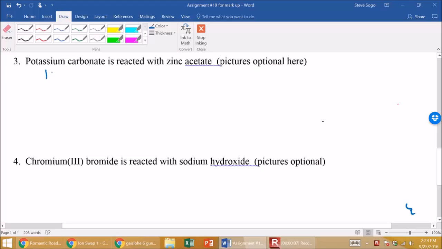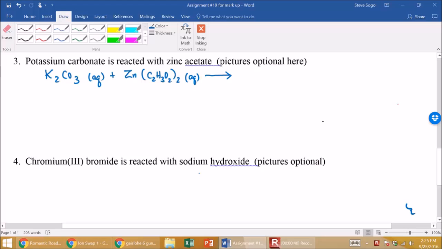Potassium carbonate, K2CO3, reacted with zinc acetate. Since it's a reaction, this salt must be aqueous. The zinc acetate is Zn for zinc, parentheses, C2H3O2 for the acetate ion. There need to be 2 acetate ions. That's also AQ if I want a reaction. Arrow means change will occur, chemical change will occur.